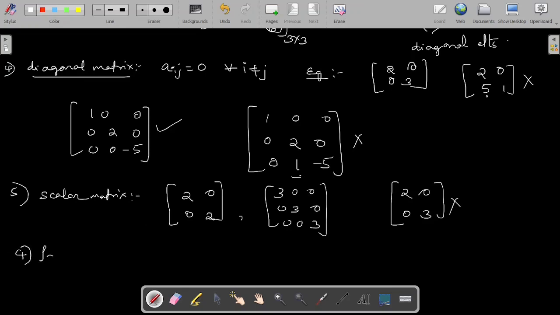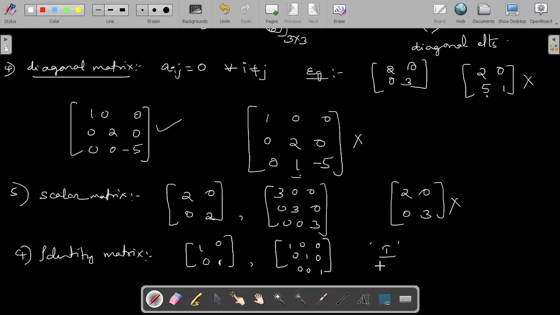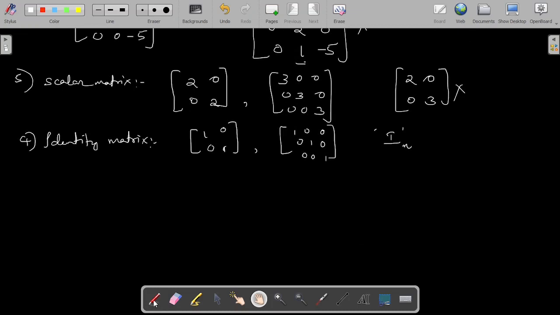Next, the identity matrix. It is a scalar matrix in which all diagonal elements are equal to 1. So that is [1 0; 0 1]. This is the identity matrix of order 2. And 1 0 0, 0 1 0, 0 0 1 is the identity matrix of order 3. The identity matrix is denoted using the capital letter I, and I_n means it is of order n. So this is the meaning of the identity matrix.